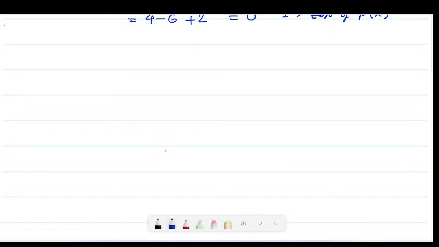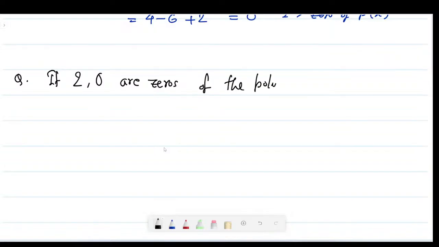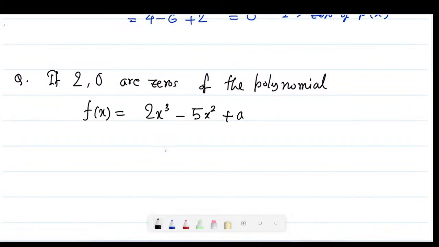Next point is a question. If 2 and 0 are zeros of the polynomial f of x equals 2x cubed minus 5x squared plus ax plus b, then find a and b. So at first, it is given that 2 and 0 are zeros of this.